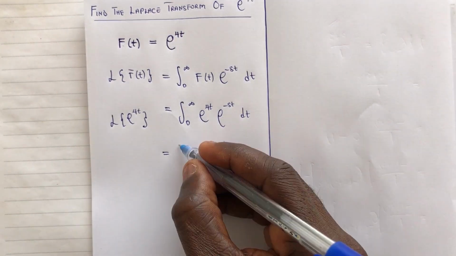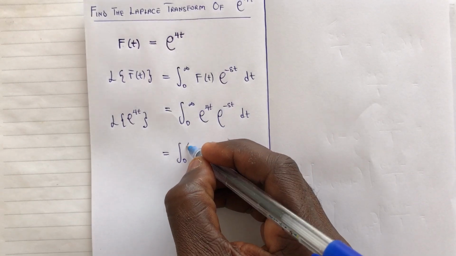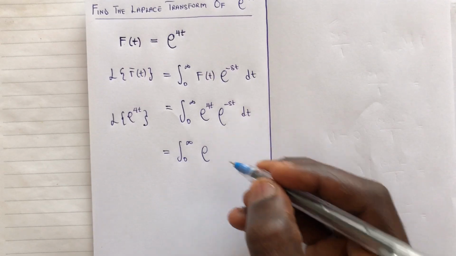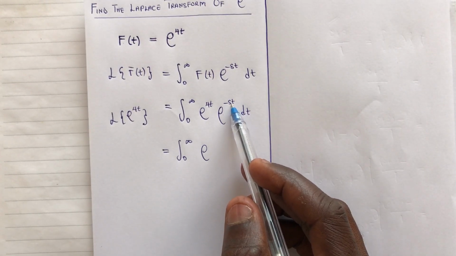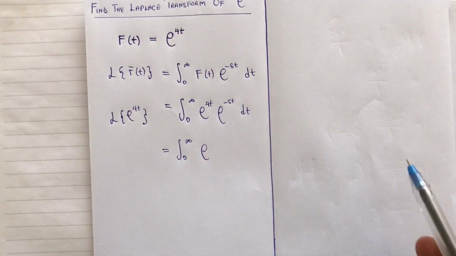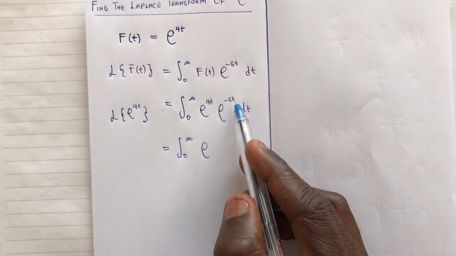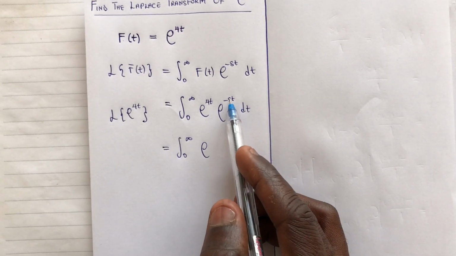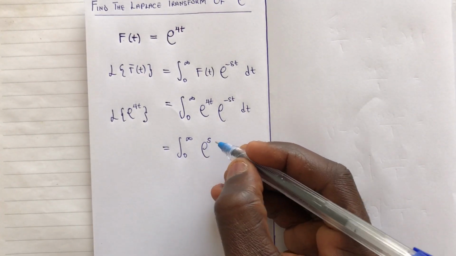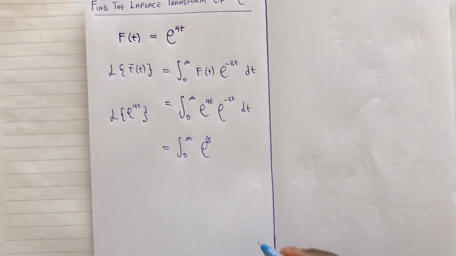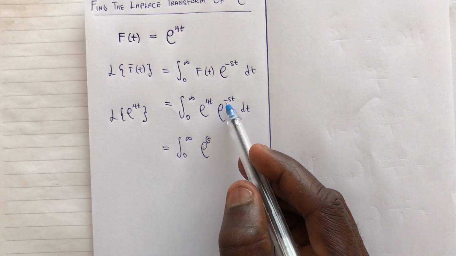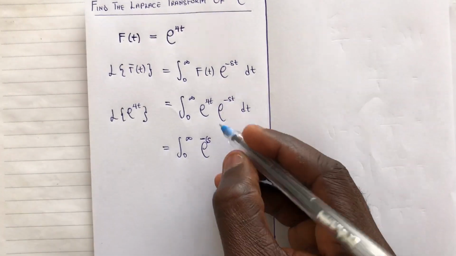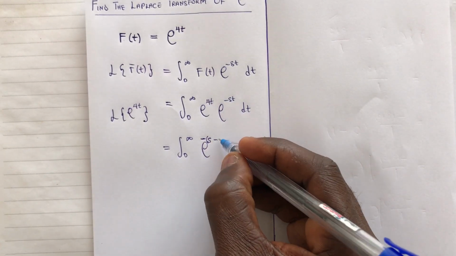Okay, so we have the integral from 0 to infinity. Now let me pick one of the base, e. I want to work with s first before I go to 4t. All right, so I have t here, t here. We can factorize t out. We have s here, so this is our s. Let's put this in brackets. Then we have 4. This is negative s, so let's bring negative outside. And then this is positive 4, so this is minus 4.